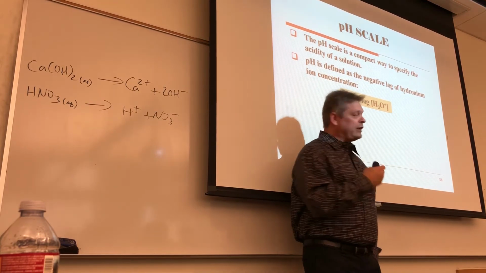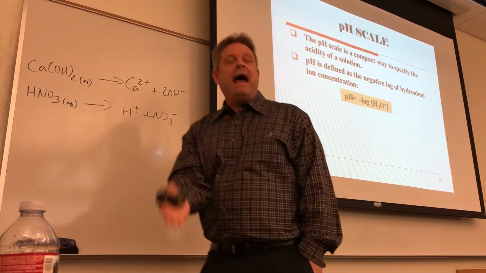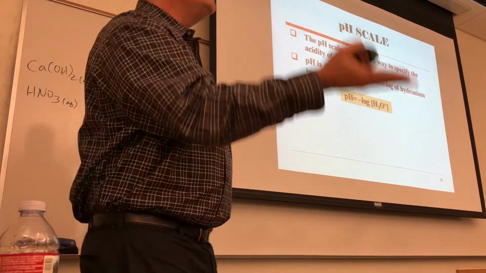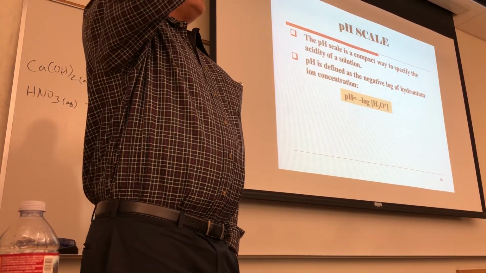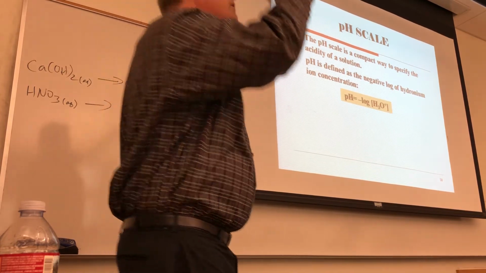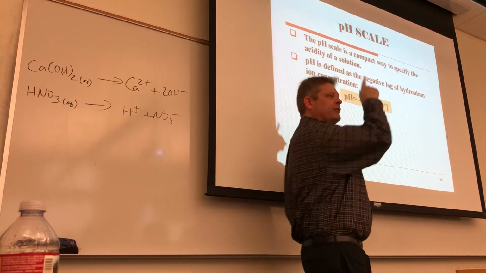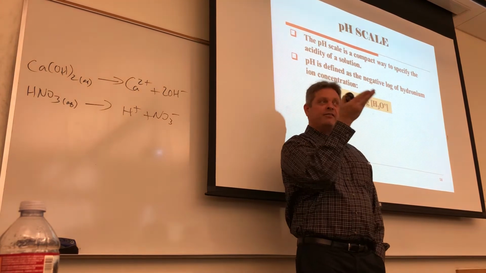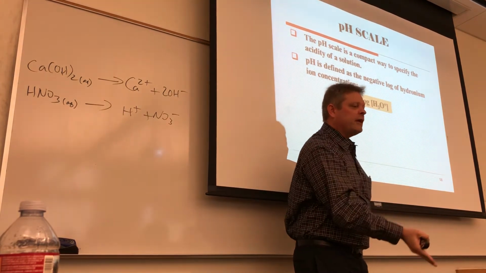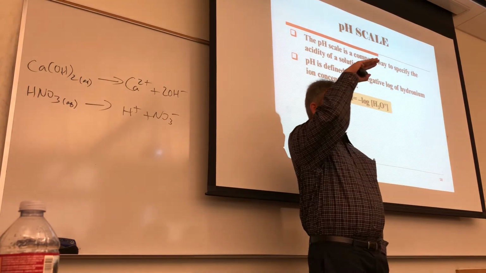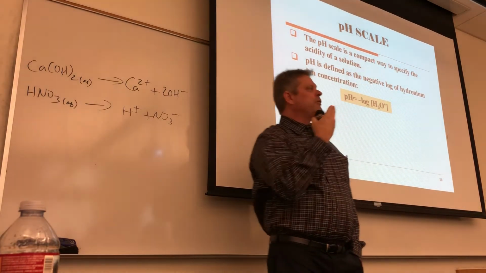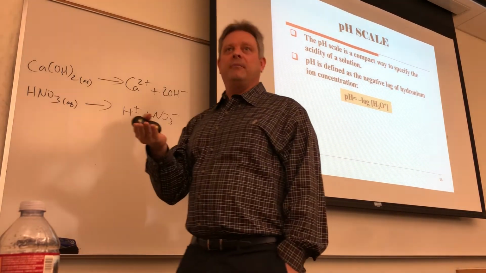So then on the pH scale, at 7 you're at neutral. Below 7, the lower you go, the more acidic you are. The higher you go, the more basic you are. On the pOH scale, it's the exact opposite. 7 is still neutral. When I go below 7, it's now more basic. And when I go above it, it's more acidic. So it depends on whether you're looking at the pH or the pOH scale.